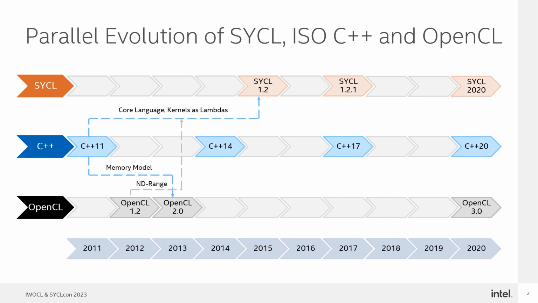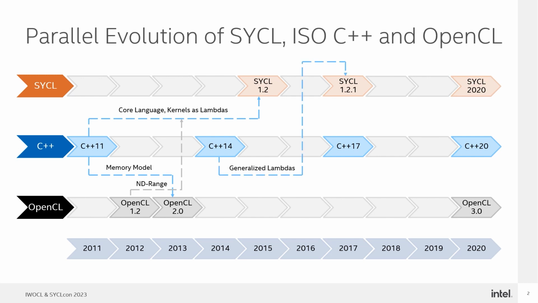SYCL 1.2 combines C++11 concepts with OpenCL's ND range parallelism, allowing kernels to be written as lambda expressions. But note that SYCL 1.2 didn't adopt the full C++11 memory model because there was no way to map it to OpenCL 1.2 features. And you can see here that the C++11 memory model wasn't adopted in OpenCL until OpenCL 2.